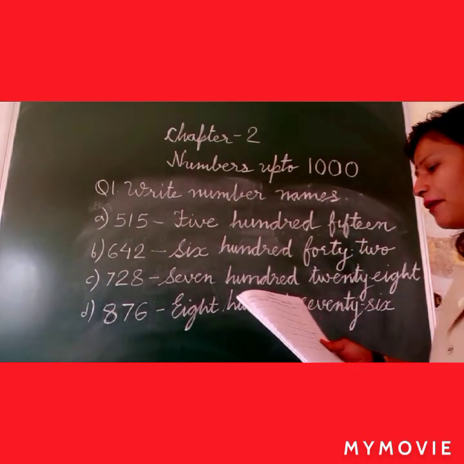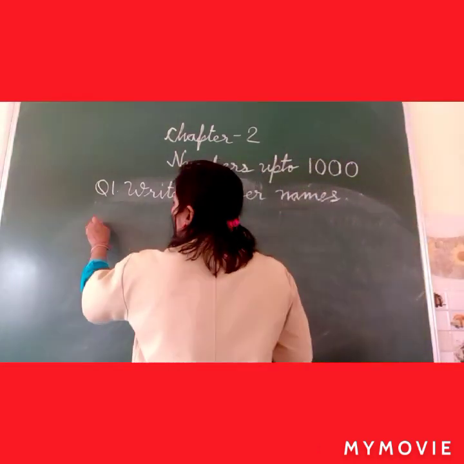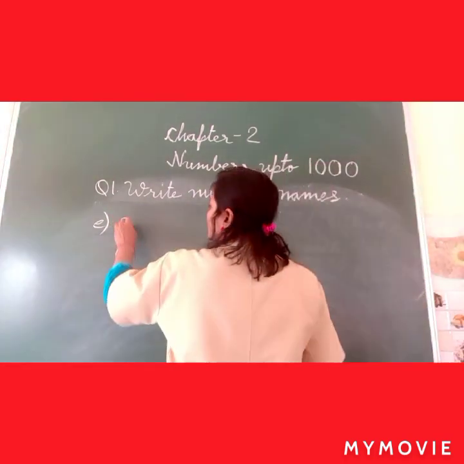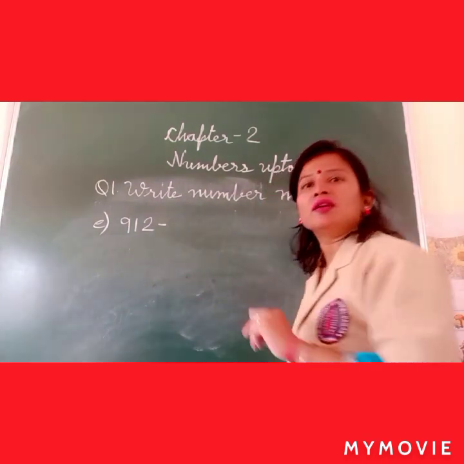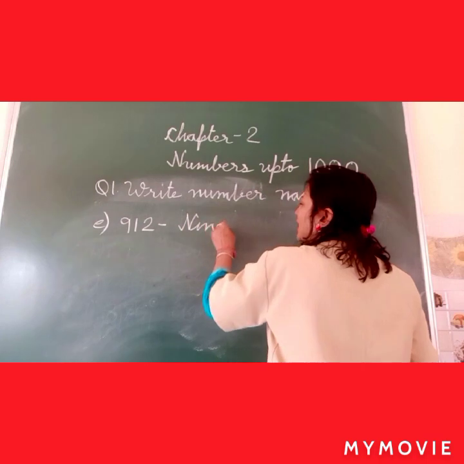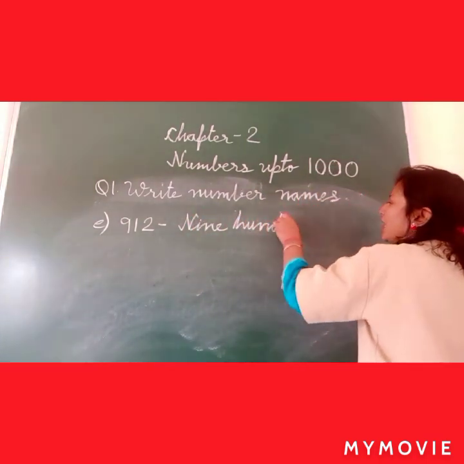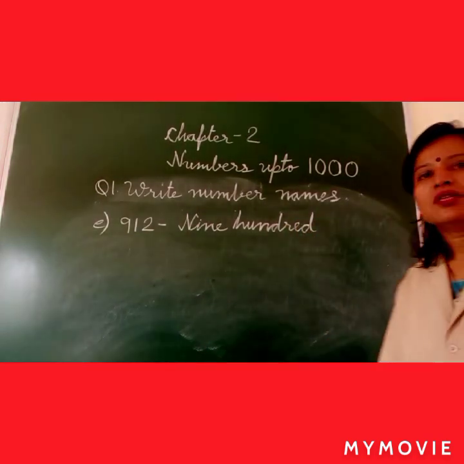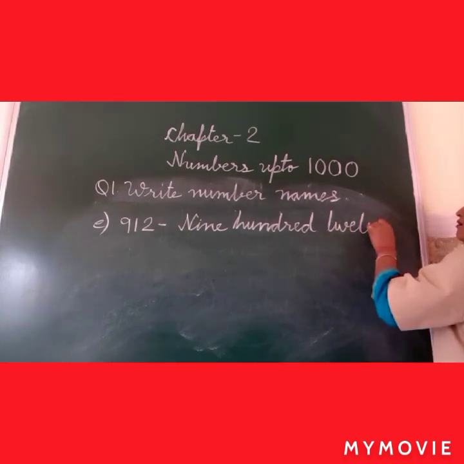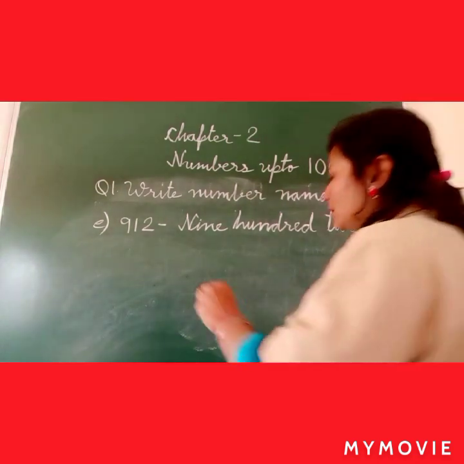Now I am rubbing it and writing 2 more numbers. Fifth number is 912. What is the spelling of 9? Yes, you know. N-I-N-E 9. Then 100. HUNDRED 100. And what is the spelling of 12? TWELVE 12. Okay. Now last one.